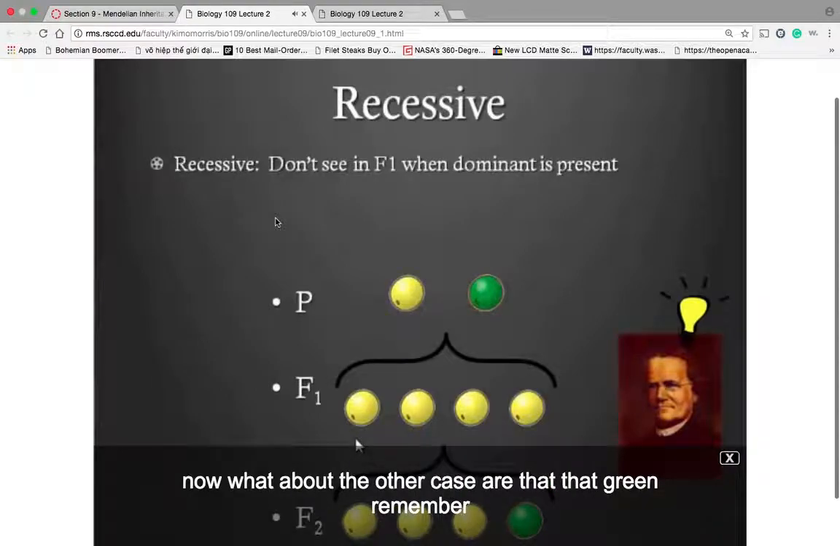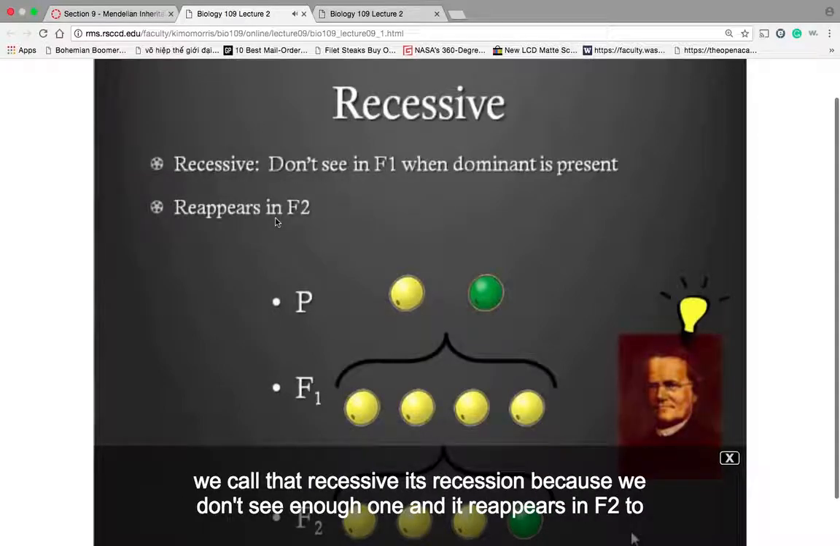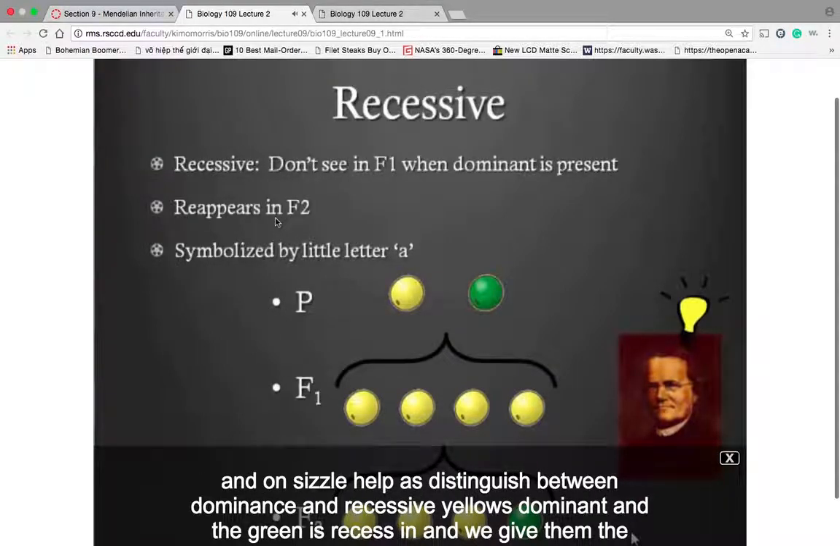Now, what about the other case here, that green? Remember, green is the one that disappears in F1 and then comes back in F2 at a smaller ratio. Well, we call that recessive. It's recessive because we don't see it in F1 and it reappears in F2. And we give the recessive trait a small letter a. And so this will help us distinguish between dominance and recessive. Yellow is dominant, and the green is recessive.